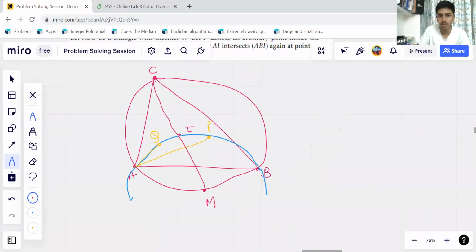If M is the midpoint of arc, the minor arc AB, then M is the center of AIB. And so MP equals MQ, because AQ is the reflection of AP over AI by fact 5, since this is the angle bisector over here, we also have that IQ equals IP. So IM is just the perpendicular bisector of PQ. And since it goes through C, CP also equals CQ.